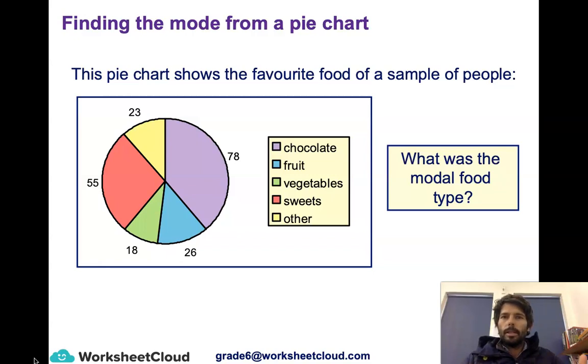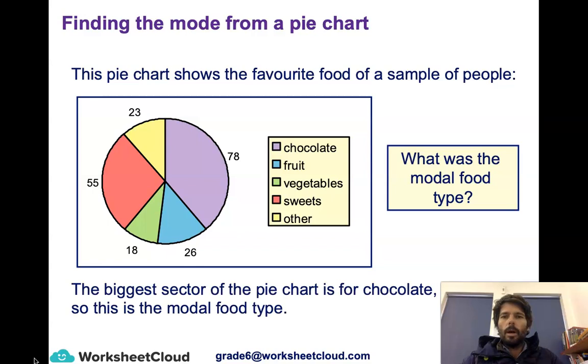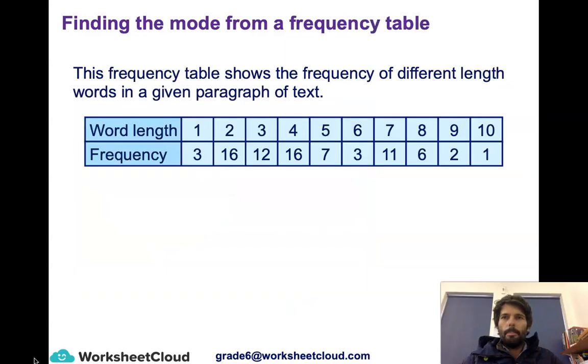You can see that 78 people preferred chocolate, 26 preferred fruit, 18 preferred vegetables, and 55 preferred sweets. Not a very healthy group of people that they would have sampled, but you would have been quite correct in saying that chocolate was the biggest sector, so therefore chocolate is the modal food type.